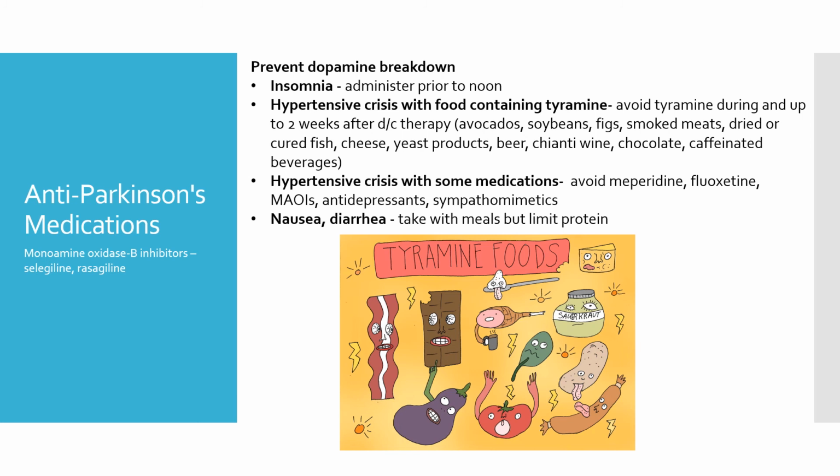So now we need to know tyramine foods again. This applies even within 2 weeks after taking the medication. So here's your picture of all the crazy tyramine foods: avocados, soybeans, figs, smoked meats, dried or cured fish, cheese, yeast products, beer, Chianti wine, chocolate. Chocolate's a big thing, and caffeinated beverages.